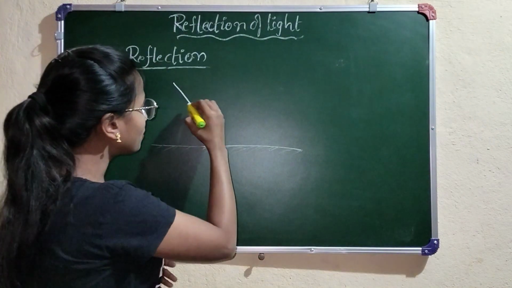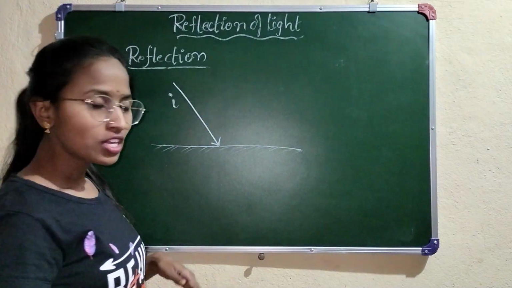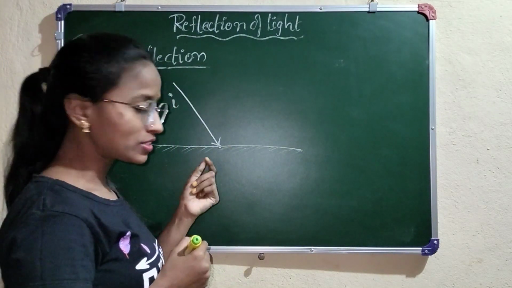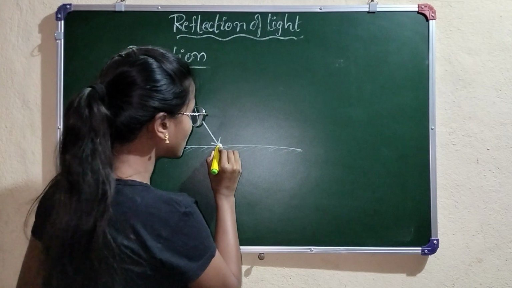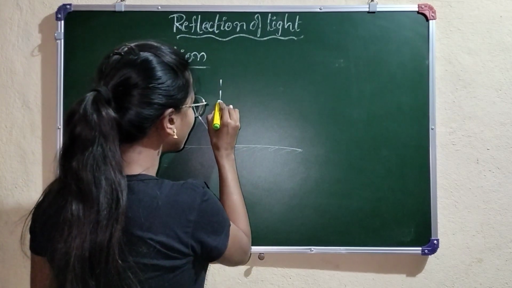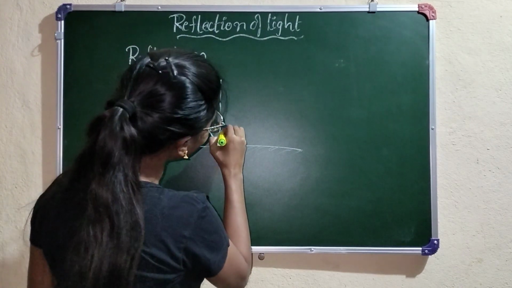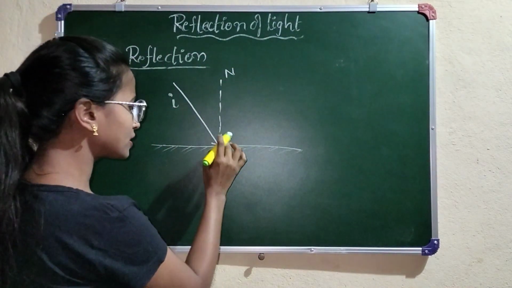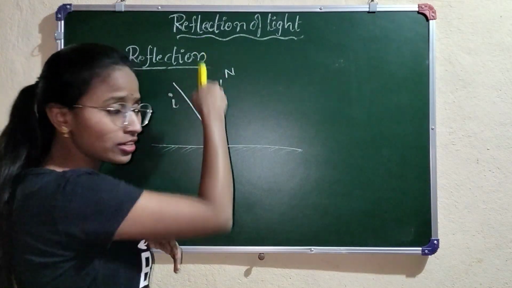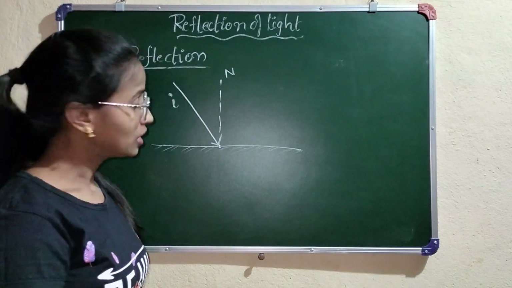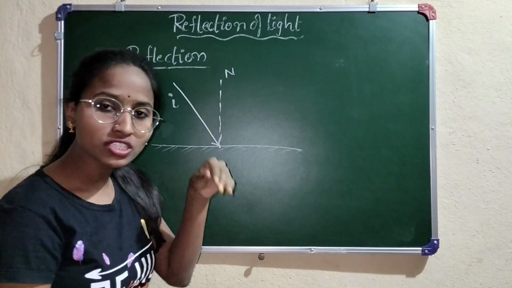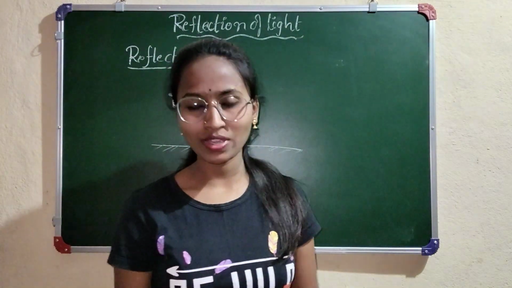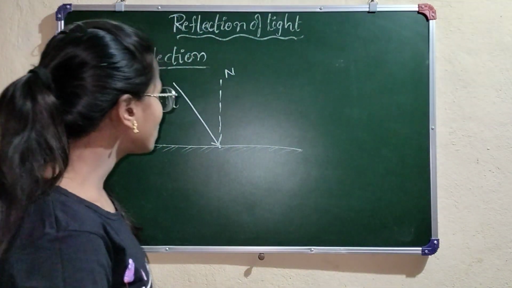Now here, the incident ray, I am taking. This incident ray is incident at a point, which I already told you is the point of incidence. From that point, we have to draw a perpendicular line, exactly at that point where the light ray is incident. This is an imaginary line. The normal line is an imaginary line perpendicular to the surface at the point of incidence where the light ray is incident. So now this is the normal.